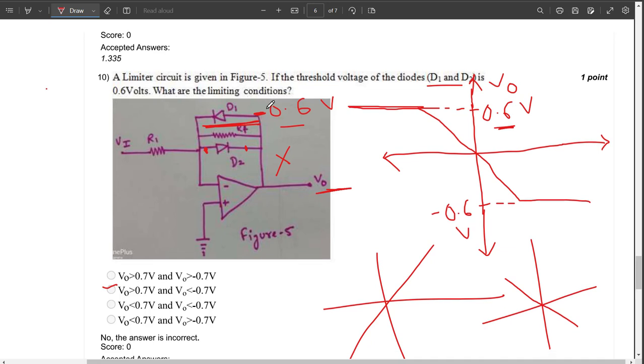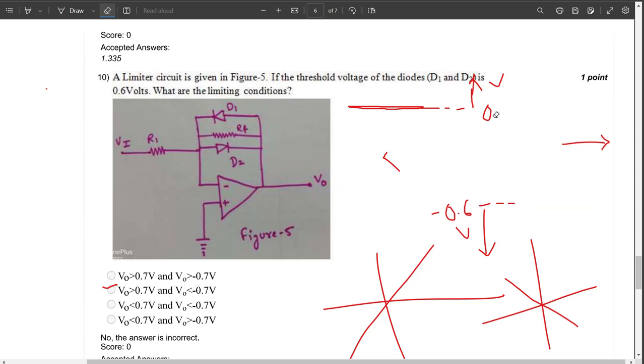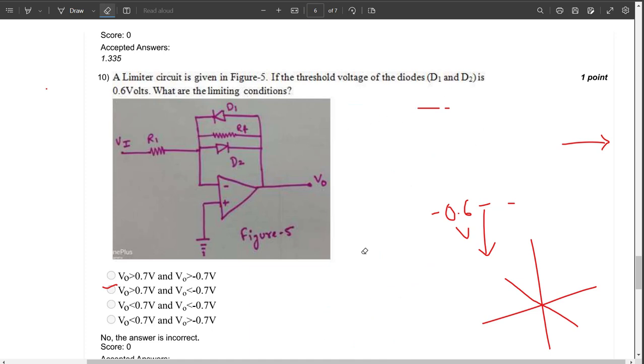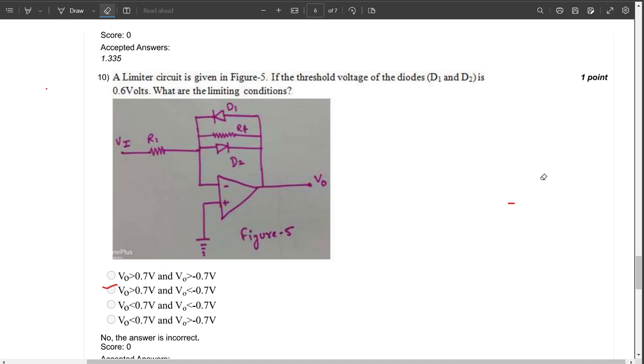No, ma'am, it's not clear at all. Ma'am, it would be better if you take VI greater than 0 as one case and VI less than 0 as another case. That would be better, I guess. But 0 won't work. Let's take minus 0.6 and plus 0.6. So this is the threshold.